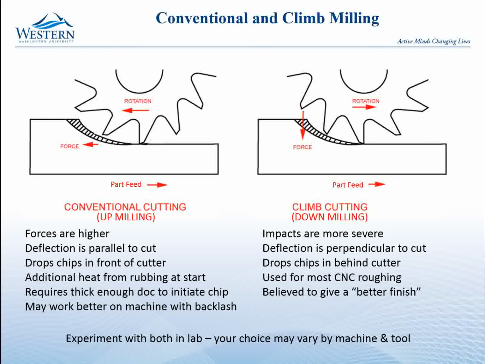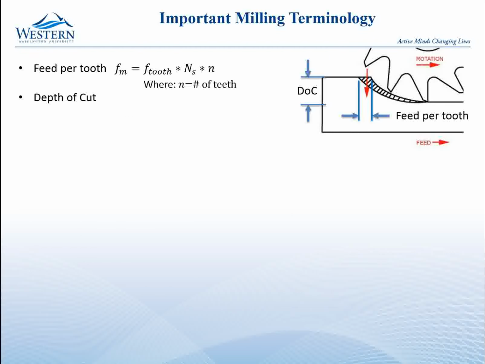All right, important milling terminology. So we have feed per tooth. We had this tooth start cutting right here, and before the next tooth hits, the part has moved over a certain amount, and so when the next tooth starts, we will have this much material along the top here that has fed over before the next tooth hits. So that's feed per tooth. That's just a dimension measured along the surface of the part.